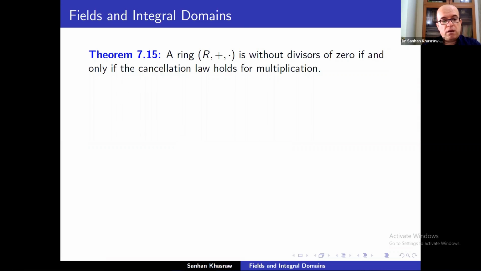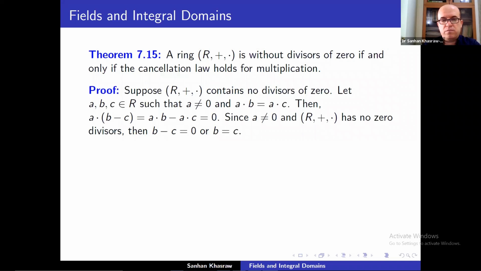As we said before, R with the second operation is just a semigroup. So it's not guaranteed that the cancellation law holds. If our ring has no divisors of 0, then the cancellation law holds. Otherwise, the cancellation law does not hold. So let's give a simple proof of this theorem.